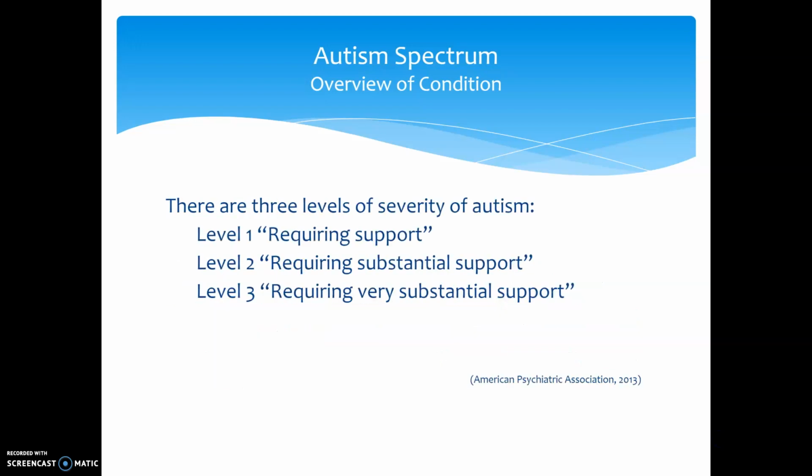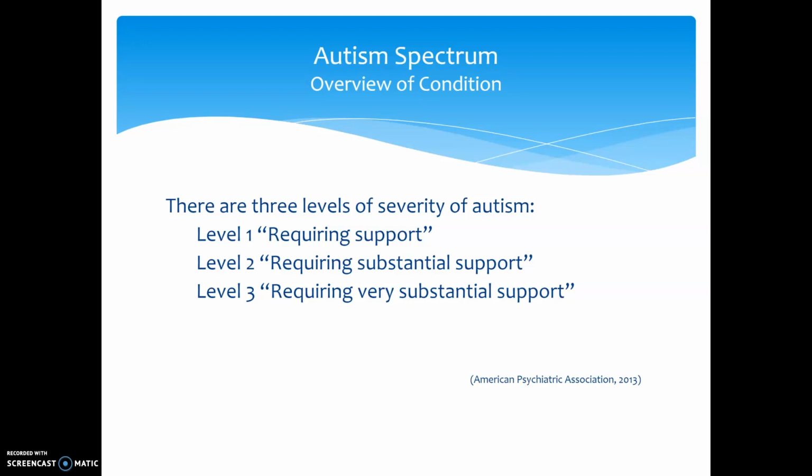Some other important factors to be aware of are that the severity is based on social communication impairments and restrictive, repetitive patterns of behavior. Symptoms must be present in the early developmental period, and symptoms cause clinically significant impairment in social, occupational, or other important areas of current functioning.